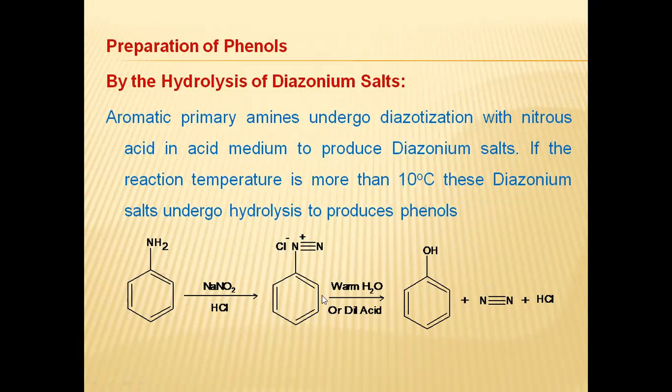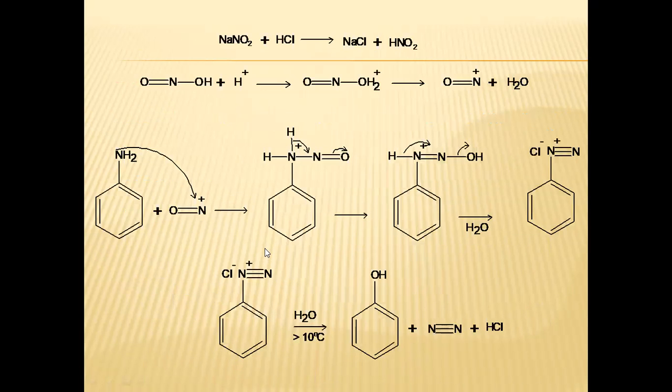So the first step is the preparation of the diazonium salt. This diazonium salt on heating above 10 degrees centigrade produces the phenol by undergoing hydrolysis. This diazonium salt is stable only below 5 degrees centigrade.